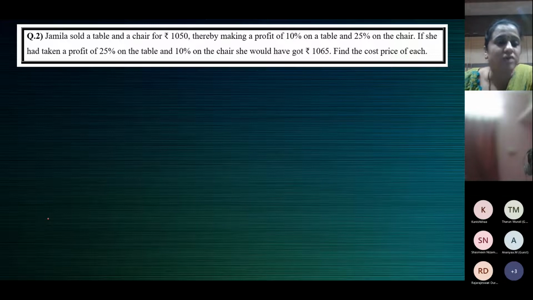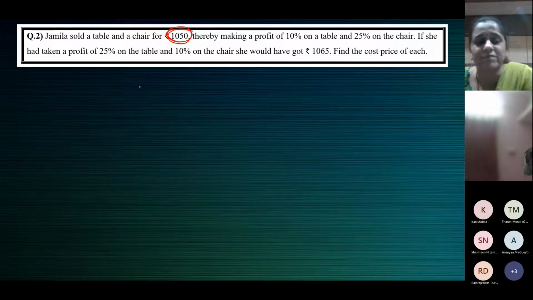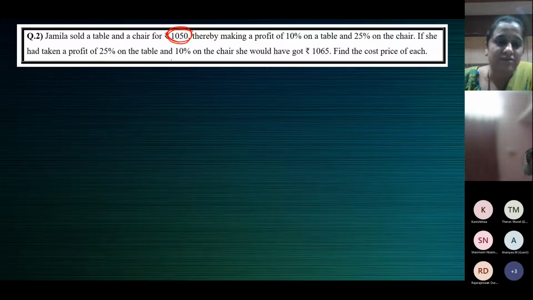What is given is the total selling price. How do we know that it's not the total profit margin? There is a difference between the total profit margin and the total selling price. This one is a total selling price because it's given here: Jamila sold a table and a chair for 1,050. The word sold is very important here. She sold it for 1,050. That means this is the selling price.